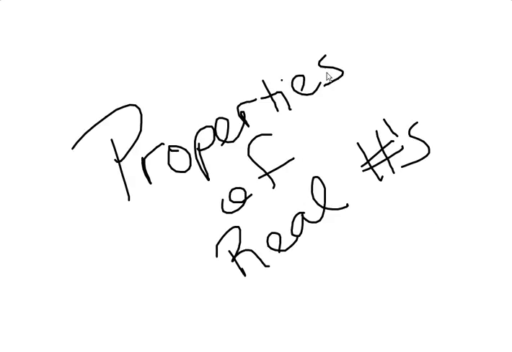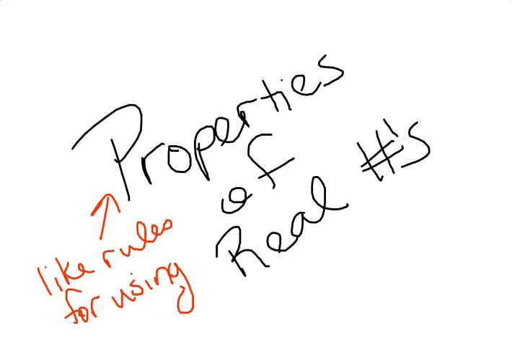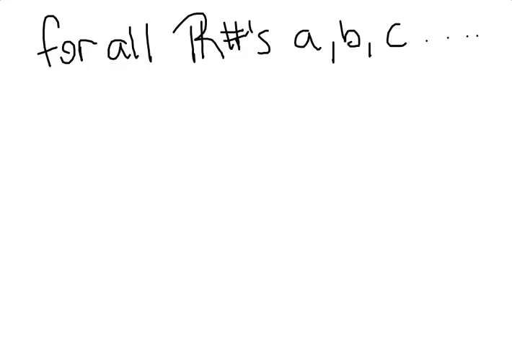So today we're going to talk about the properties of real numbers. Now, properties are kind of like rules for using real numbers. So these are rules, properties that we know are true when we use real numbers. So we start with our properties by saying, for all real numbers a, b, and c. That means if I have three numbers, a, b, and c, that are real numbers, this is going to be true for them, no matter what they are, as long as they're a real number.